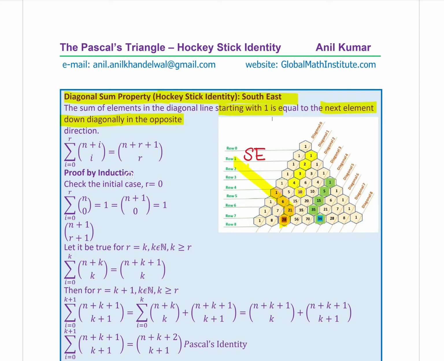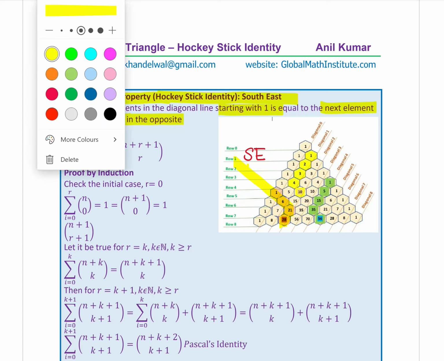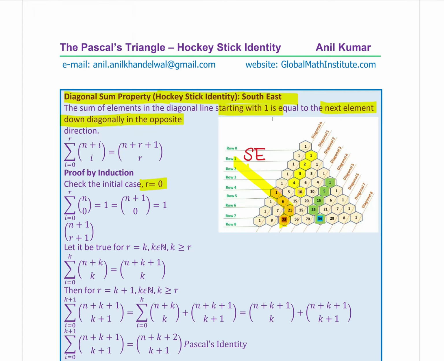We'll prove by the method of induction. So in the method of induction, what we do is first we check the initial case. If I write r equals 0, then we have to check whether the statement is correct or not. So substituting r equals 0, we get sigma nC0, which is 1. And on the right side, we get n plus 1 C0, which is also 1. So that is true, right?